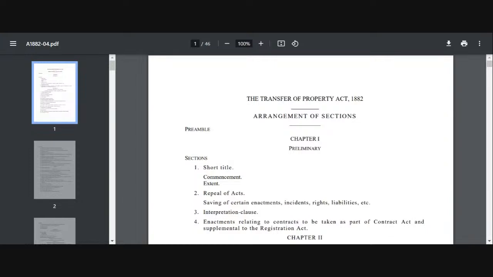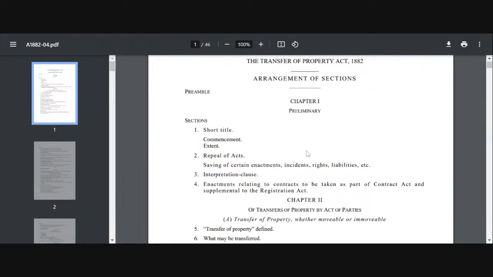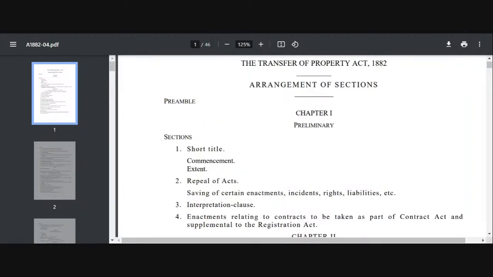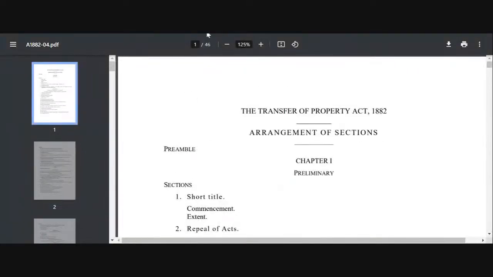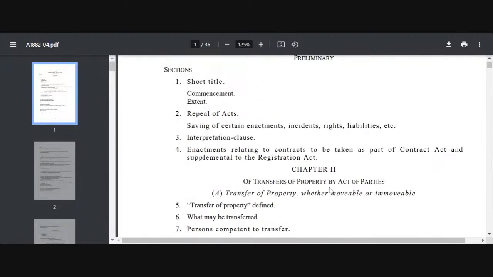Now before I start, I would want you all to go through a little bit of the history of the TP Act. As you can see, my Bare Act here, let me zoom it a little more. If you see TP Act 1882, you will find how many chapters does the TP Act have?